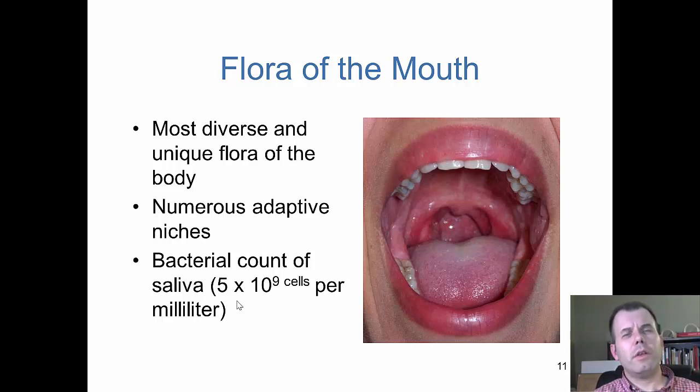No, yeah, it's about 5, or maybe it's 5 billion, something around there. Lots of microbes. Anyways, we're talking billions here, okay? Lots of different microbes just in the mouth itself.